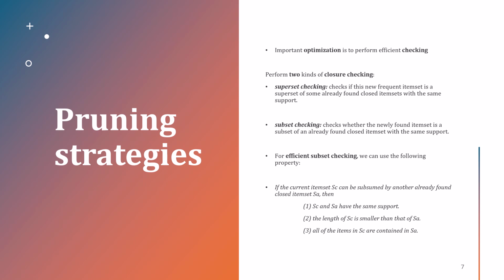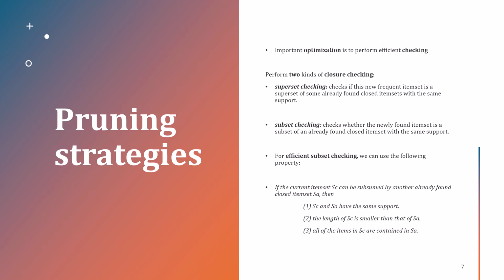Superset checking checks if the new frequent item set is a superset of some already found closed item set with the same support. Second, subset checking checks whether the newly found item set is a subset of an already found closed item set with the same support.